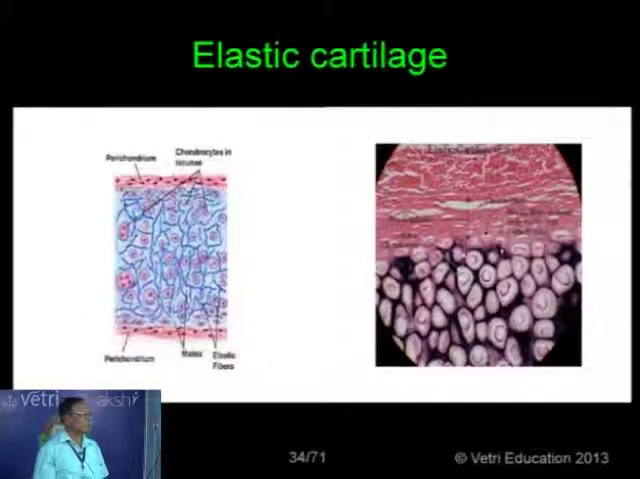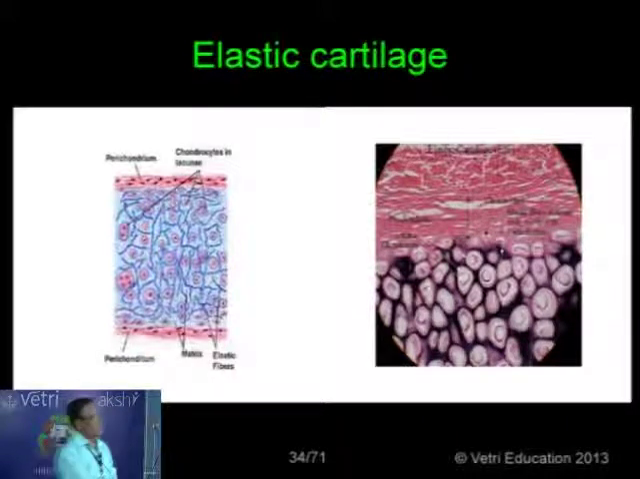Now this is the diagram of elastic cartilage. We have the elastic fibers, and this is the matrix, the area between. And we have the cells, the chondrocytes. We see a small cell inside the lacuna, with an outer covering, namely the perichondrium. In the case of elastic cartilage and hyaline cartilage, we have an outer connective tissue membrane, a covering called the perichondrium, on both sides. This is a section of elastic cartilage, showing the chondrocytes inside the lacunae.